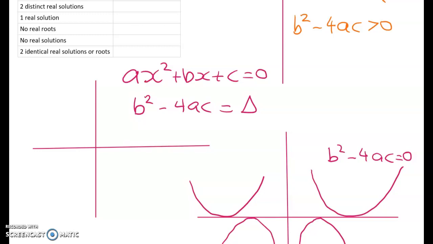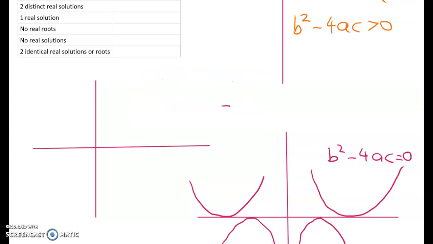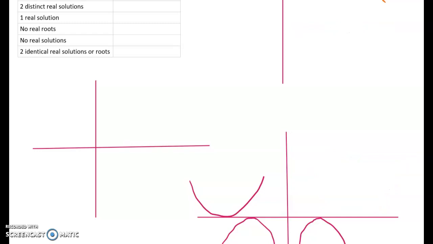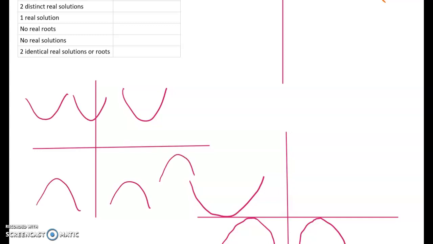Right, and then the last one is one where we've got no x-intercepts, right? So it doesn't touch or cut through the x-axis. So that's a case like this one, this, or upside down ones down here. And for all of those, we have the discriminant is strictly negative. Okay, so there are no real solutions.